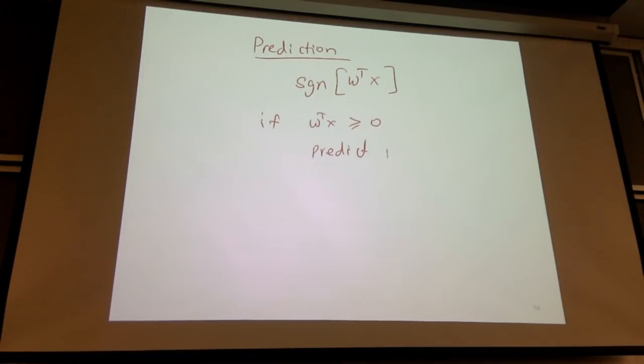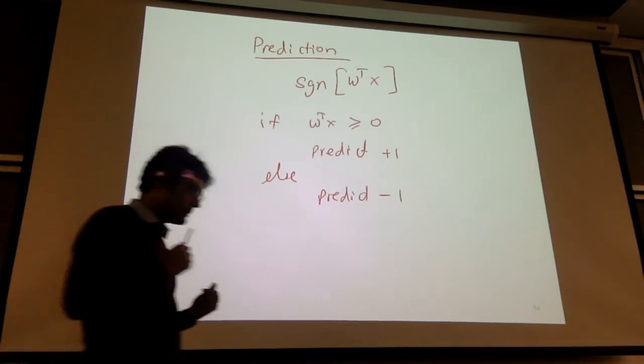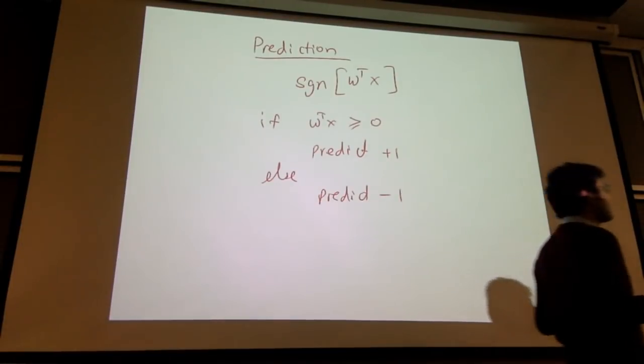So prediction for SVM is always the sign of W transpose X. I'm assuming there's a bias inside W. Or equivalently, if W transpose X is greater than or equal to 0, predict plus 1, else predict minus 1. Now, this is the same prediction rule for SVM, for logistic regression, for perceptron, it doesn't matter.